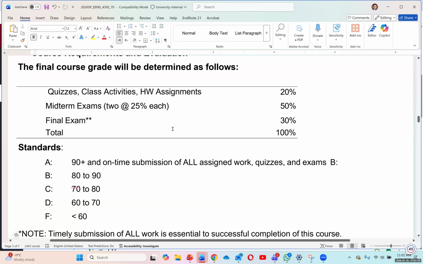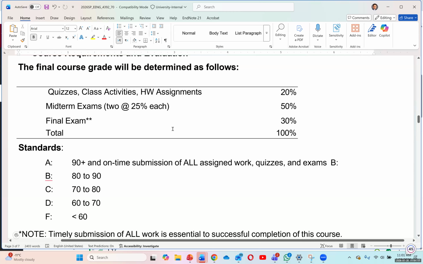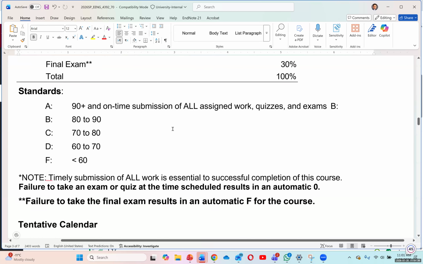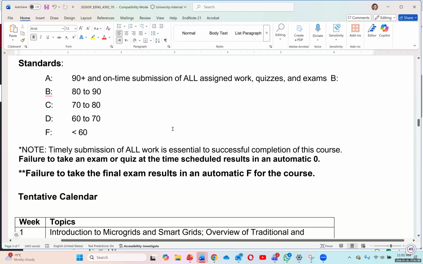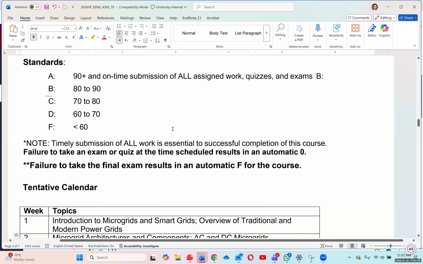Now, the standards: 90 plus would be an A, 80 to 90 is a B, 70 to 80 is a C, 60 to 70 is a D, and below 60 is an F. And in most situations, below C is an automatic repeat. You have to repeat the class.